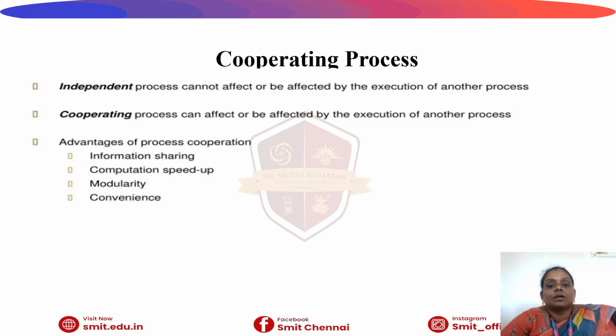Cooperating processes, which is nothing but processes that work together. A process can be independent or cooperating. An independent process cannot affect or be affected by the execution of another process, and a cooperating process can affect and be affected by the execution of another process. The advantages of process cooperation are information sharing, computation speedup, and modularity and convenience. The real-time example is using a camera in the gallery and Google Maps in GPS. That is a cooperating process.